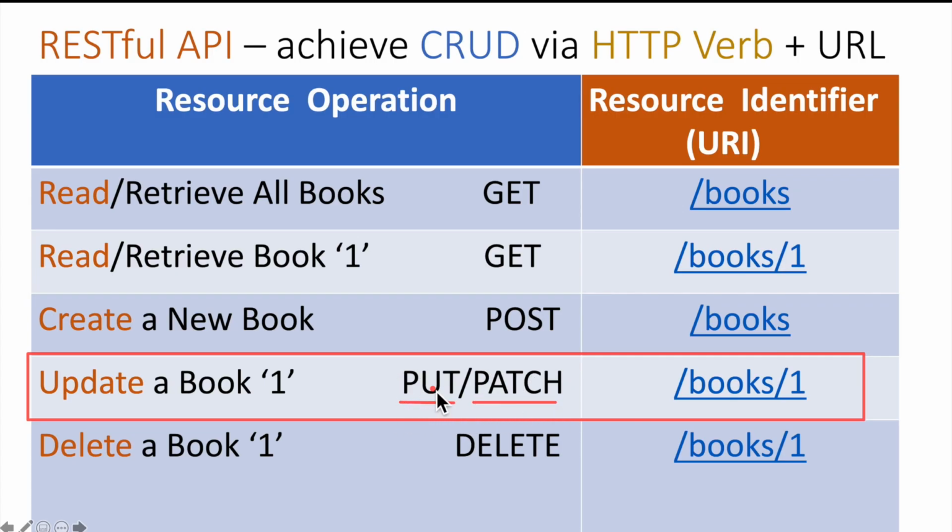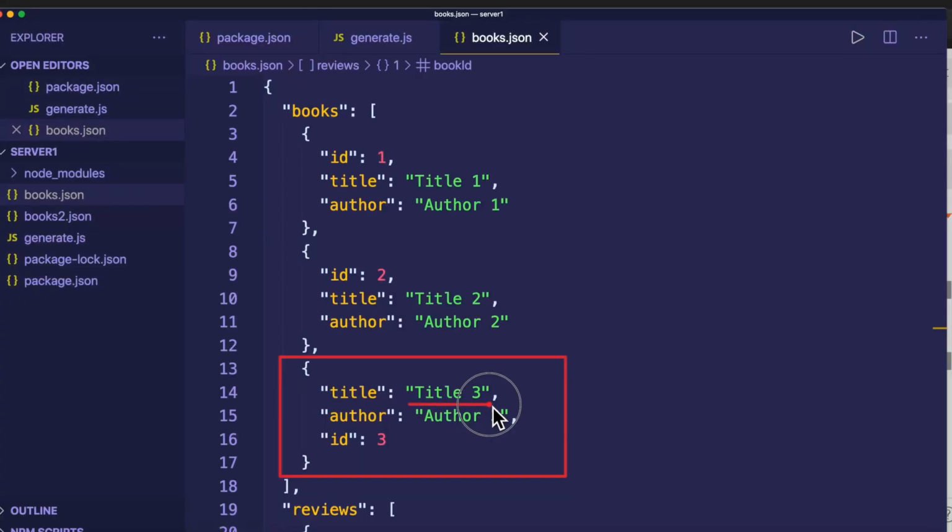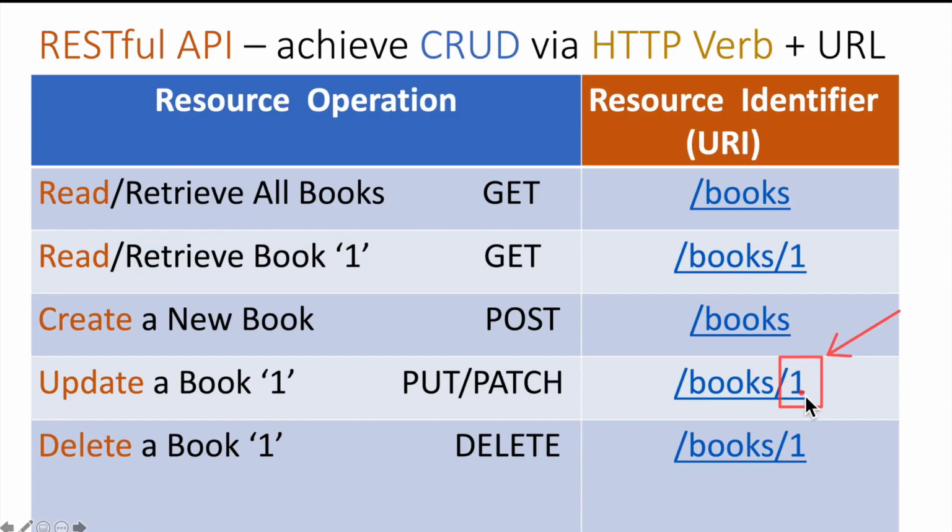The put method will result in the entire record being updated, while the patch method results in partial updates. Let's first use the patch method, and let's use that against the URL /books followed by the ID of the book. Let's update the title of the newly created book from title 3 to new title. So the ID that we'll have to specify in the URL is the value 3. So let us specify /books/3.